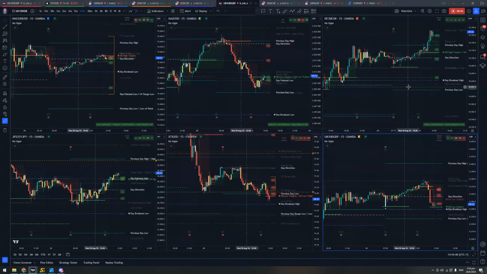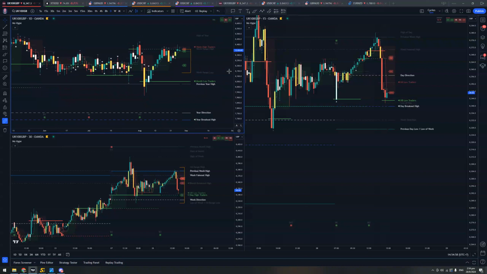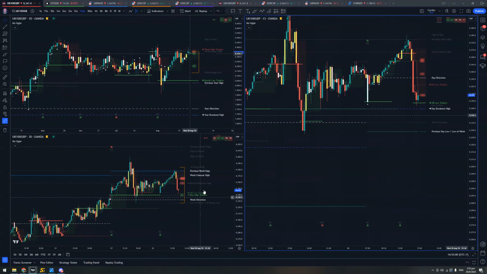Okay, London session done. I took three trades: UK100, USD Swiss, and GBPAUD. Get straight to the trades. UK100 was the first trade. This one is a really straightforward one.